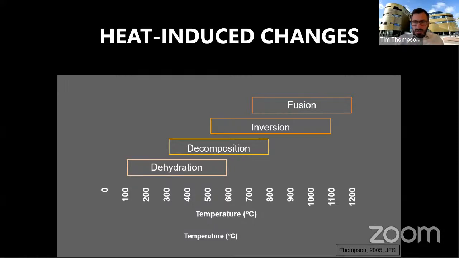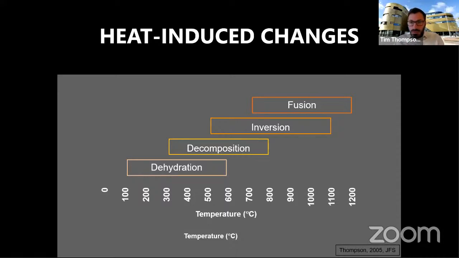We have dehydration, which is the first, which is when the water is removed. Decomposition is when the organic material is removed. The inversion stage is when we start seeing a change in the chemical structure of the bone. And then the fusion stage is when we start to see a transformation of the crystal structure of the bone.